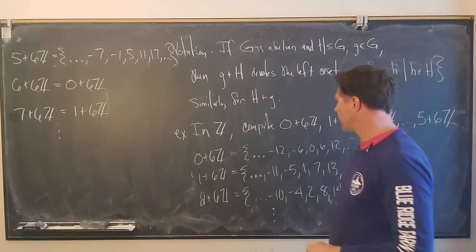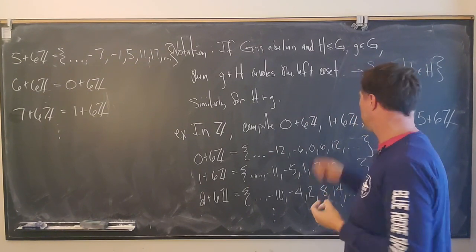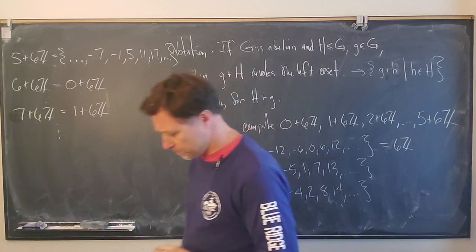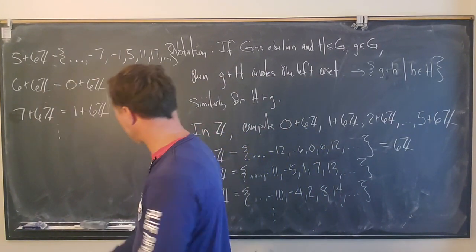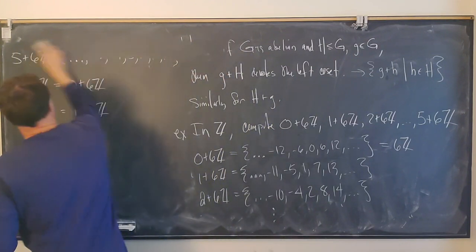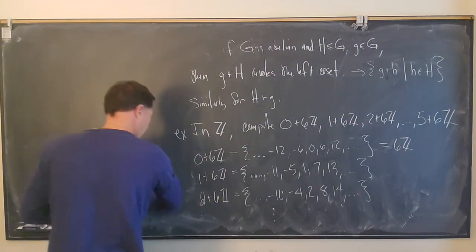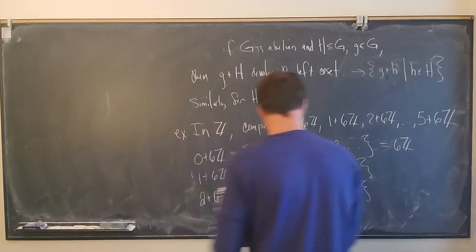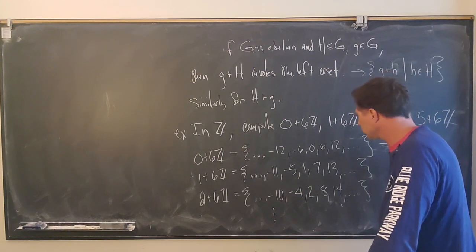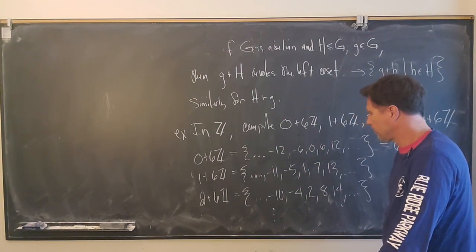So it turns out that when it comes to left cosets, there are exactly 6 of them. 0 plus 6z all the way down to 5 plus 6z. And then the pattern starts to repeat. So our first result, and I want you to notice what's happening here. If you look at these cosets right here, there's absolutely no overlap between the cosets.